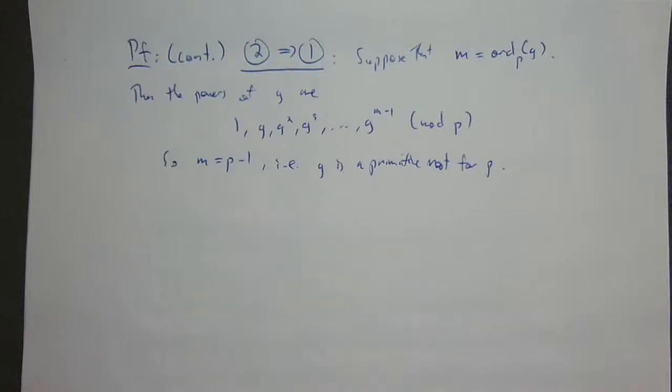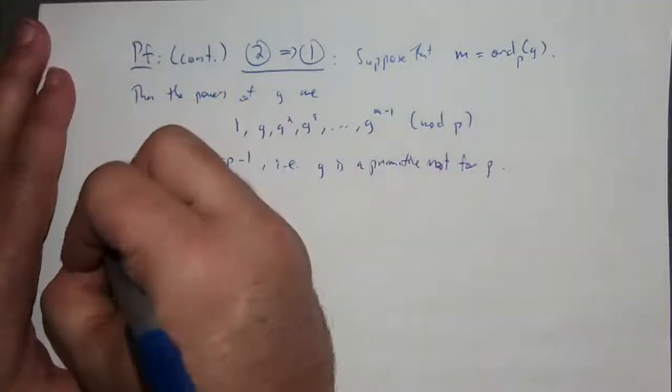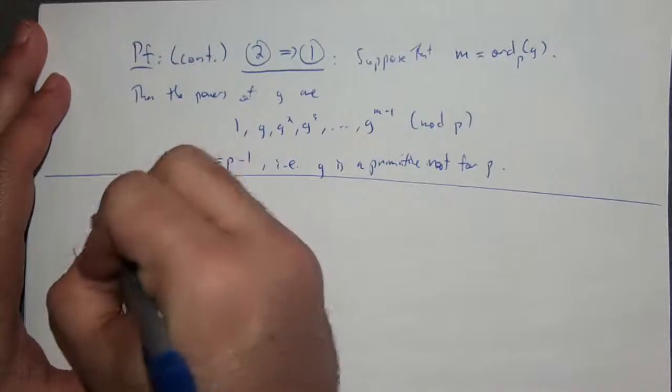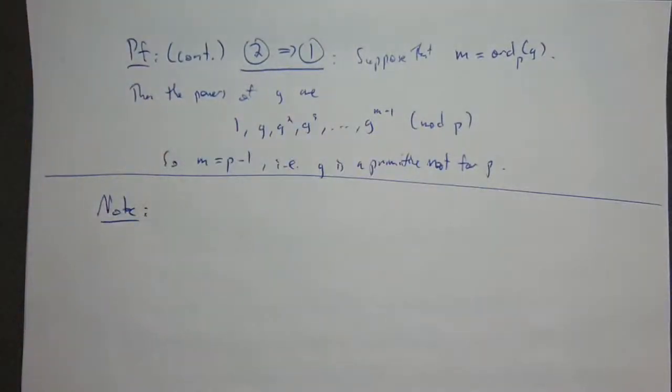So that direction's more or less immediate. This proposition really is the main reason why we talk about primitive roots in the first place. This is kind of the most important bit about them. So here's a note that you might have already thought about the second that you saw this.